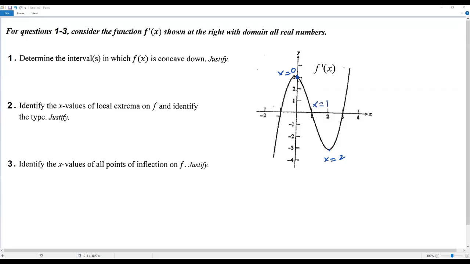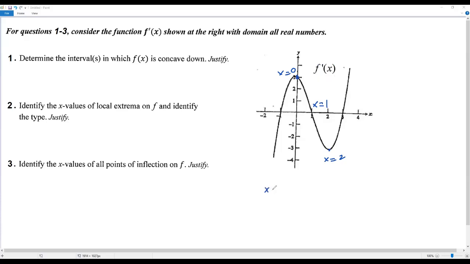From x equals 0 to 1, the sign of f prime of x is positive. f prime of x is nothing but y, so the y coordinate is positive from x equals 0 to 1 because the graph is above the x-axis. And from x equals 1 to 2, any point on the graph of f prime of x has a negative y coordinate. That is, f prime of x is negative.